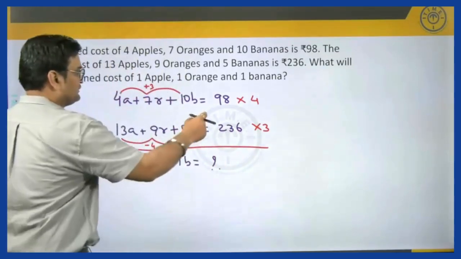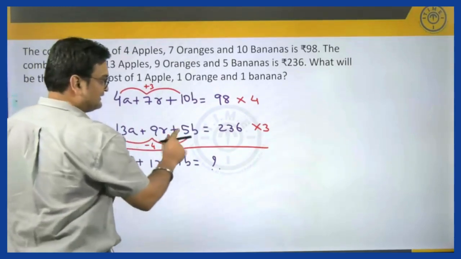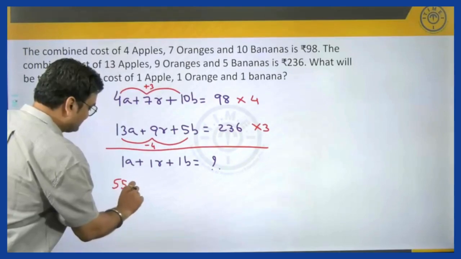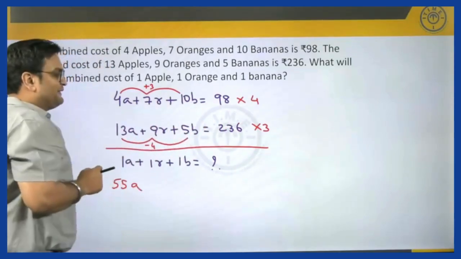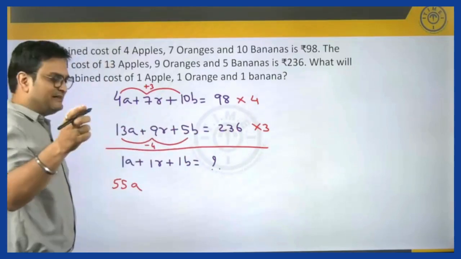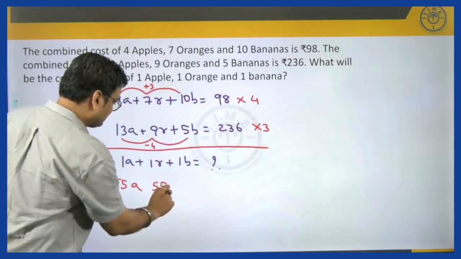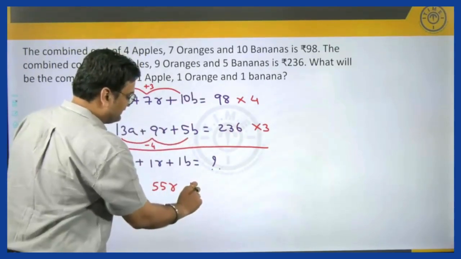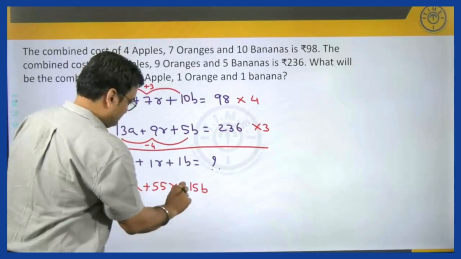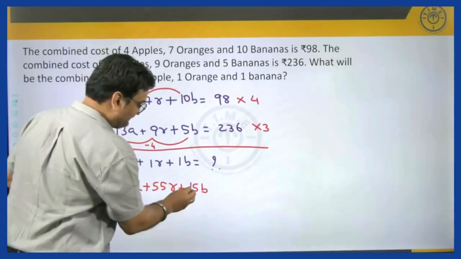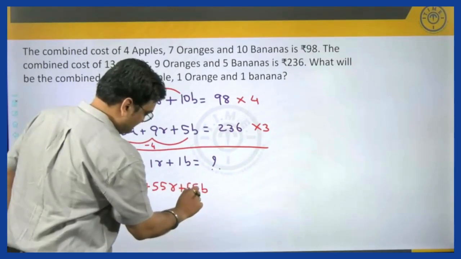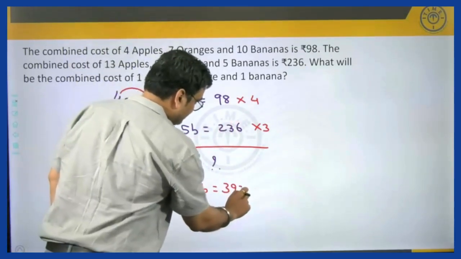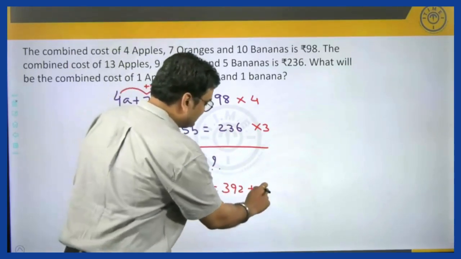Let's do that. So, when you do 4 into 4, 16, 13 into 3, 39. 39 and 16 will give you what? 55 apples. 4 into 7, 28. 9 into 3, 27. 28 and 27 is 55 oranges. 4 into 10, 40. 3 into 5, 15. 55 bananas. Should be equal to what? 4 into 98, 392. 236 into 3 is 708.